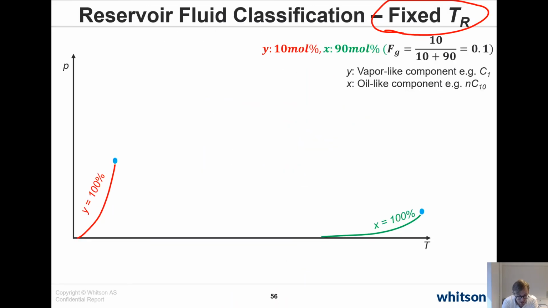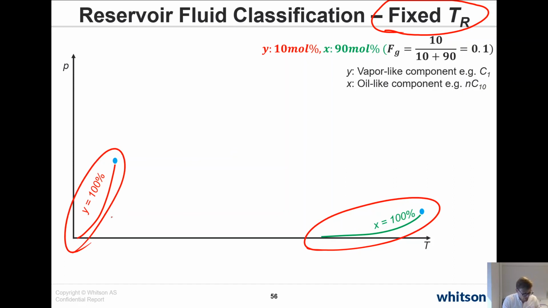Okay, so going back here, now we fixed reservoir temperature, that's constant, but we'll mix two different products that you can think about as a separated oil and a separated gas, and we'll mix that in different ratios. In this case, we can simplify and think about a vapor-like component, for instance methane, and mix that with something that's oil-like, for instance normal decane. The vapor pressure curve for normal decane is printed right here, and for methane it's printed right here.